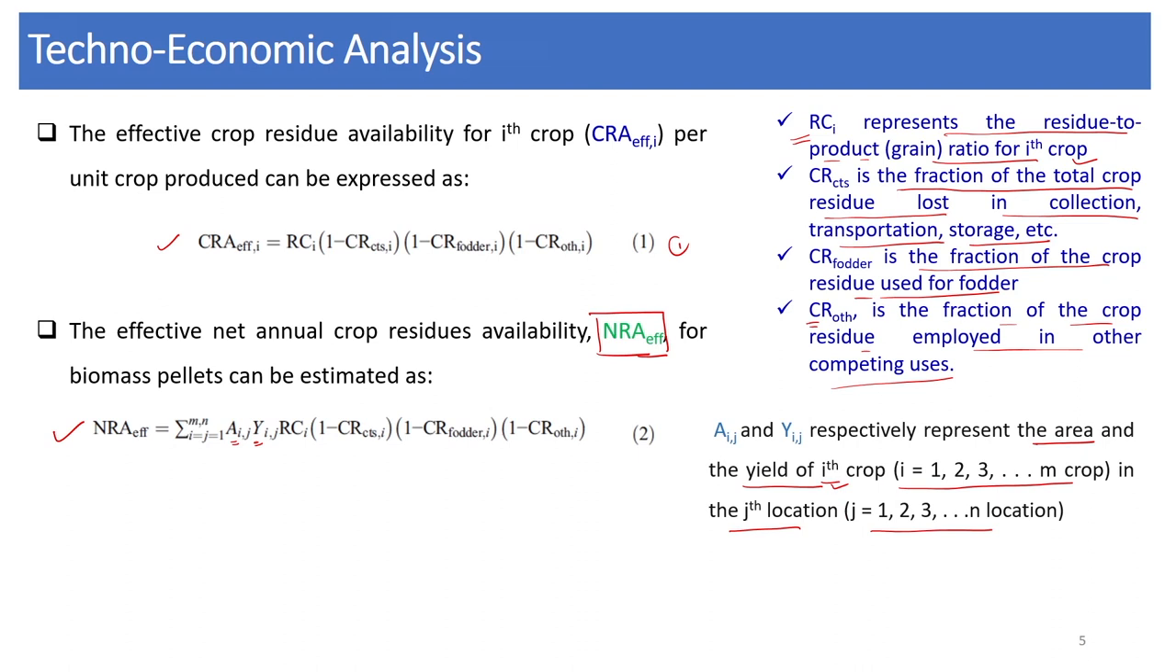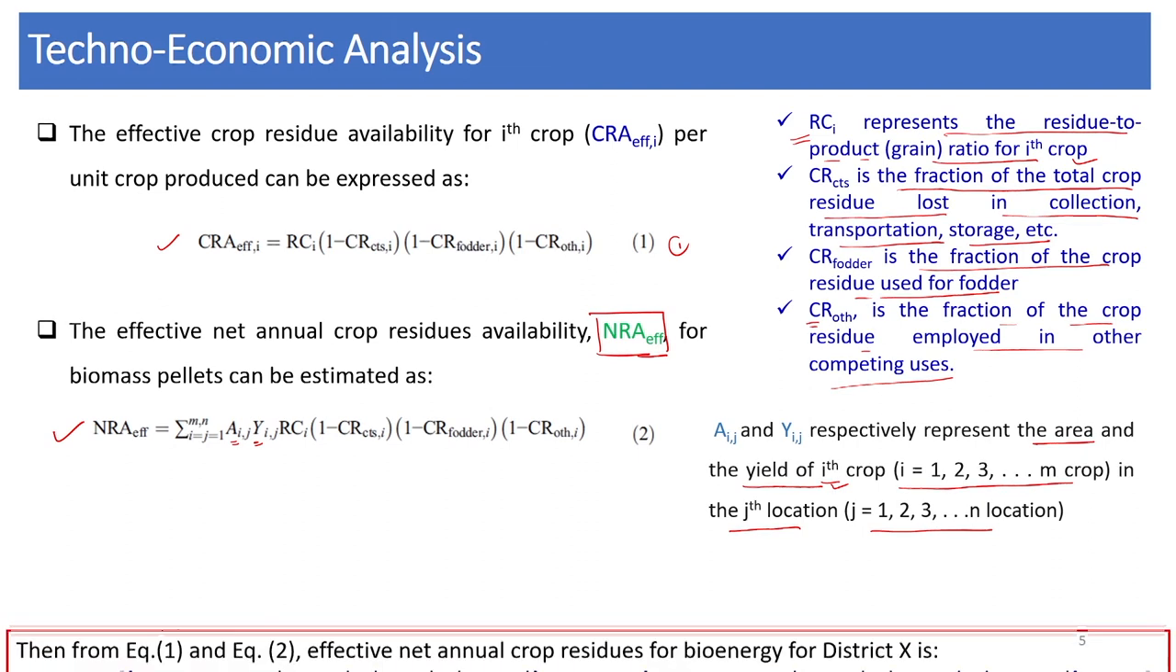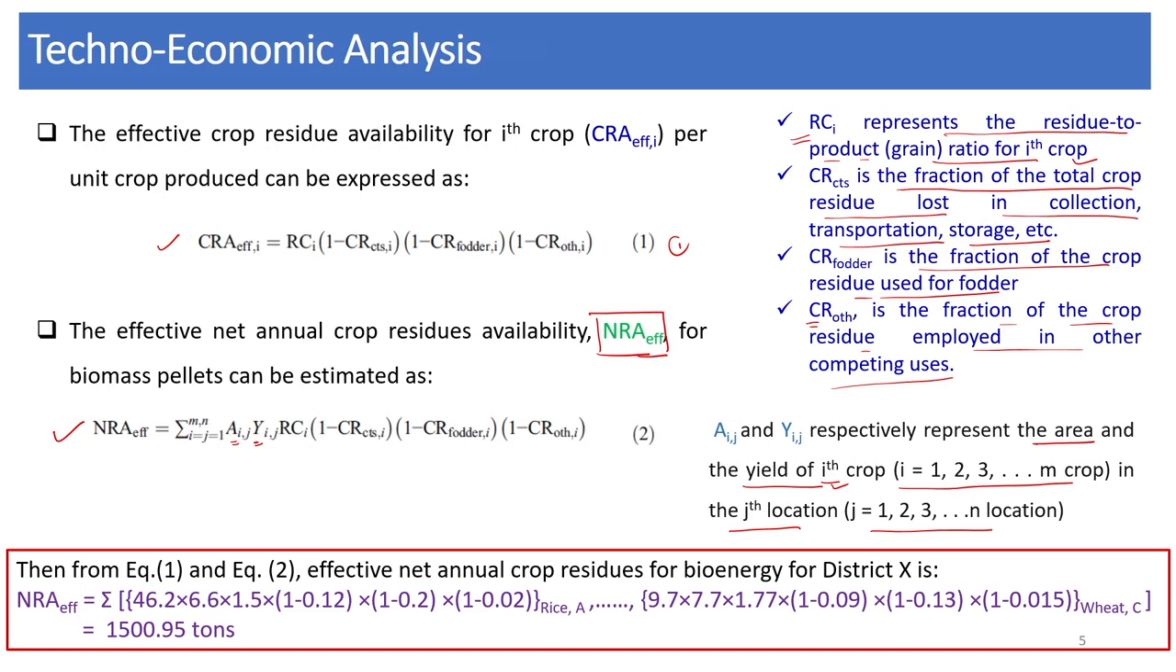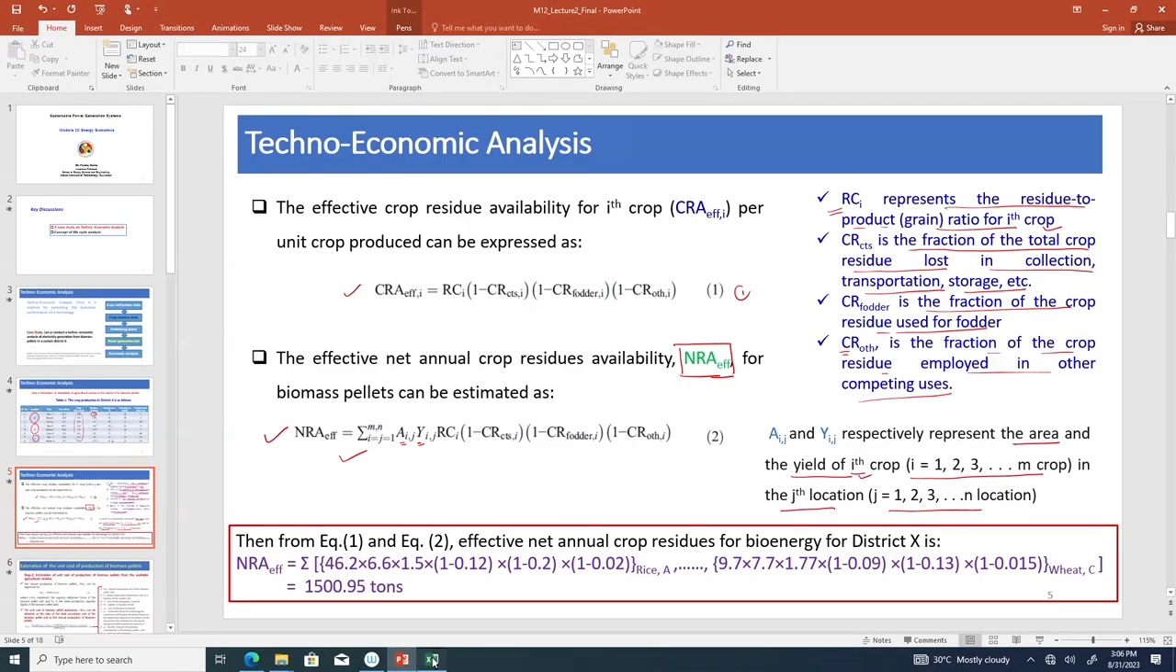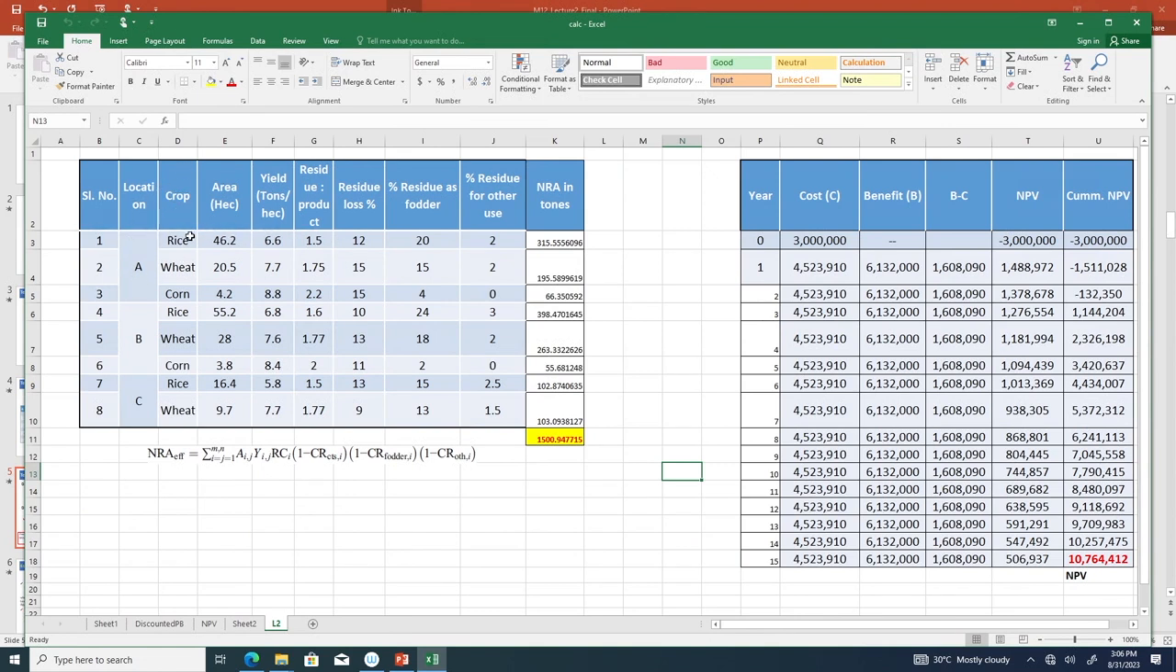So if we have the data, then we can find out what is NRA effective. This is the expression we have defined, and we can use the data to find it. This can be seen very easily by using this spreadsheet, which I have already created for you. These are the data we have, and we can find out what is NRA. If I click here, you can see the equation used. That way we can find it for all the crops and sum them to get the NRA. Even though this mathematics looks somewhat complicated, it is not so complicated. If we take the individual measures and sum them, what we get is nothing but NRA effective, right?